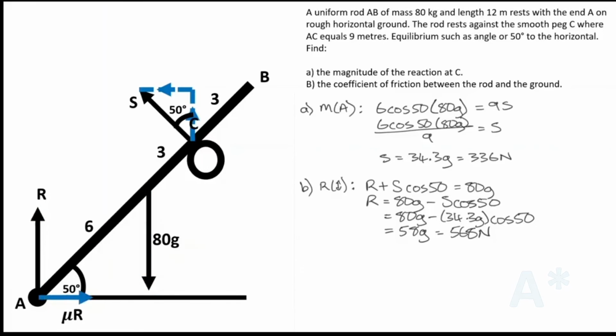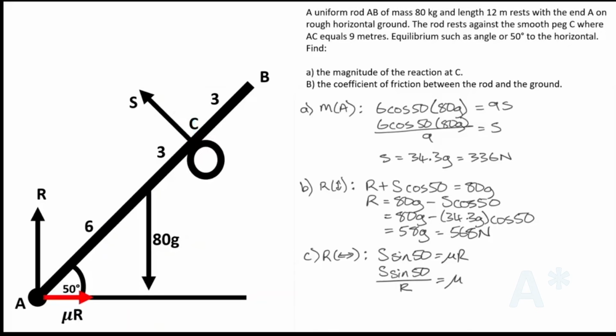Okay, so a similar thing to find mu R. Let's resolve horizontally. These are the two forces and components we're interested in. So the component here is going to equal mu R. So S sine 50 equals mu R. We can rearrange to make mu the subject, and we can substitute the S value that we know and the R value that we know. So 34.3 G sine 50 over 58 G. And once again, we have our coefficient to 3 significant figures, 0.453.